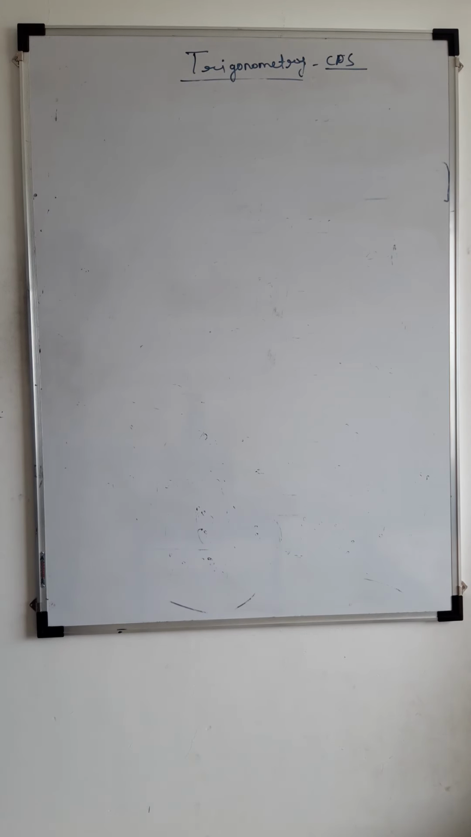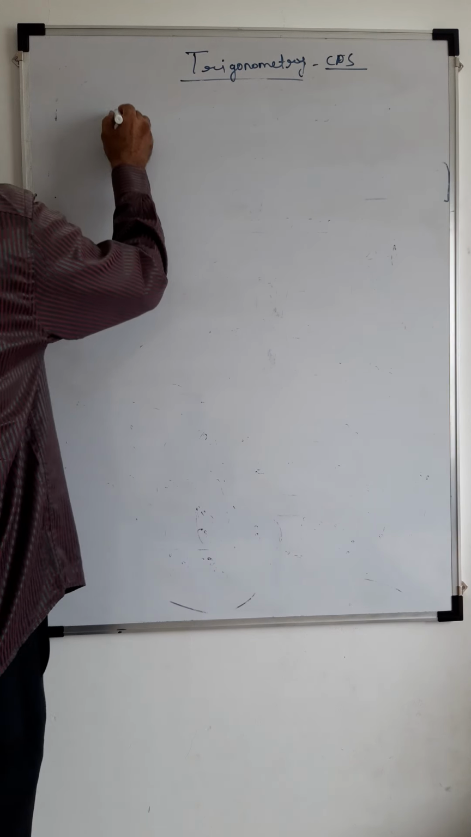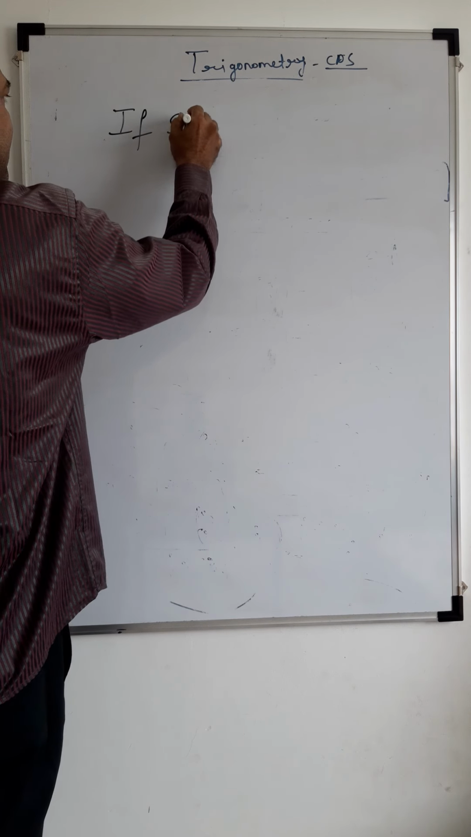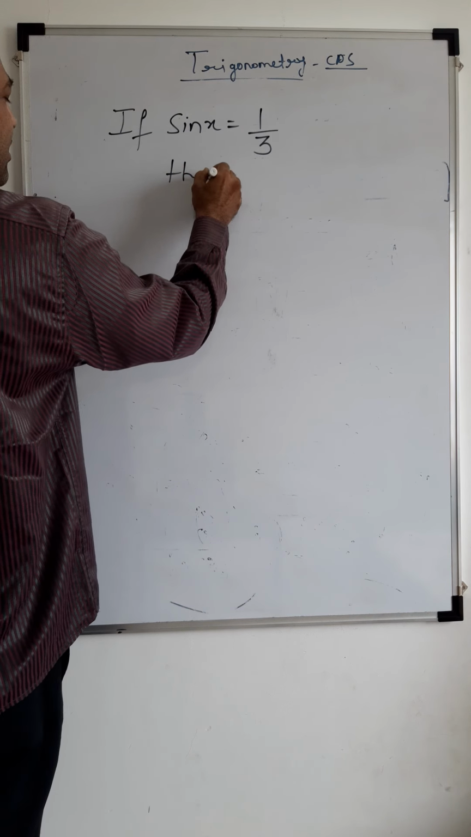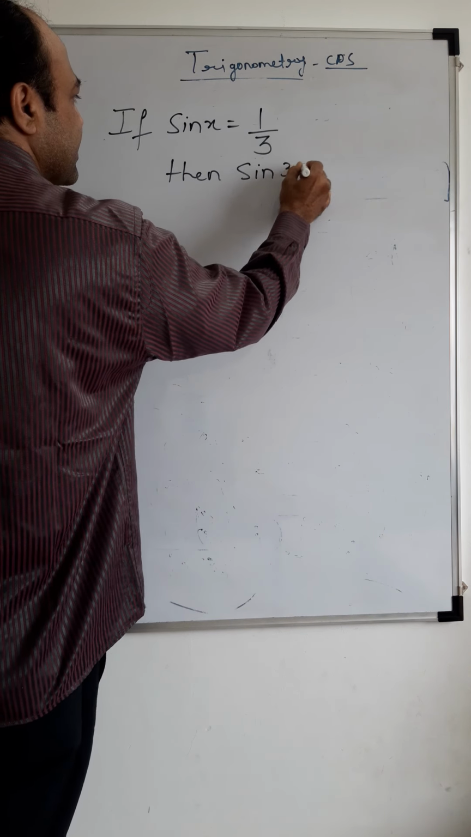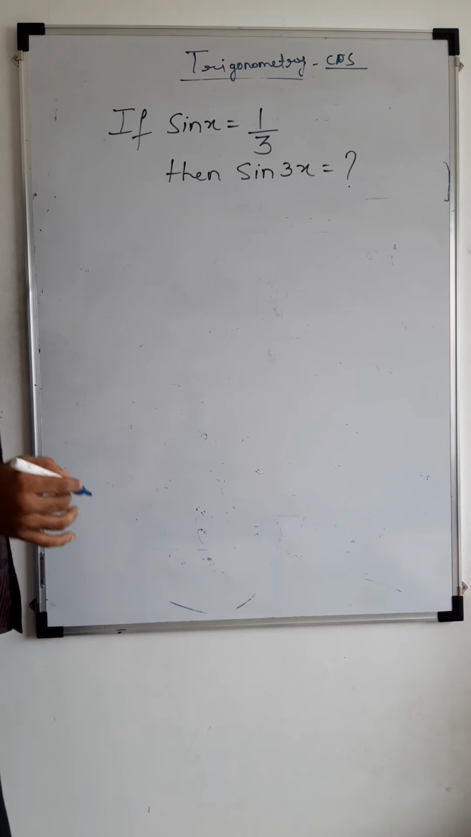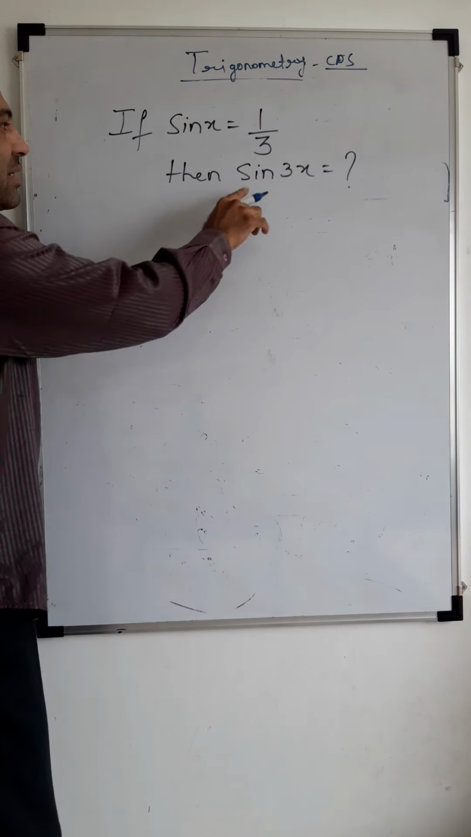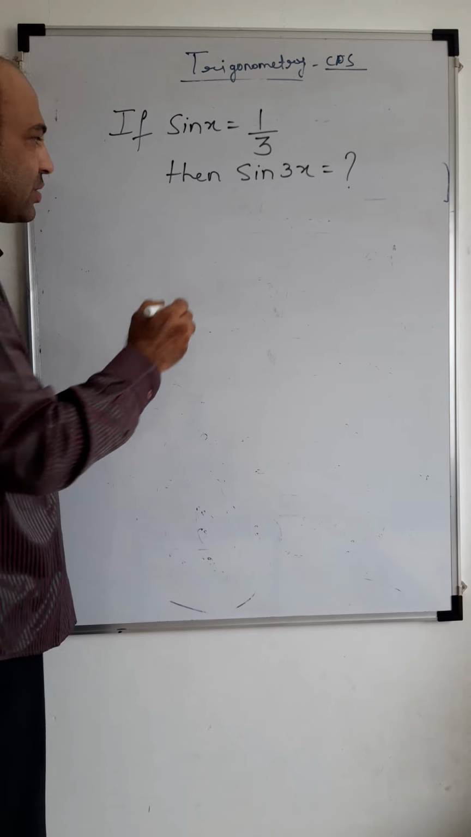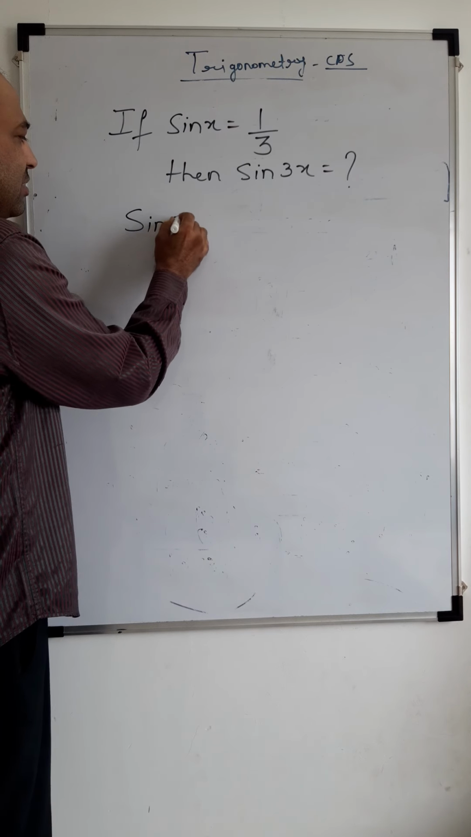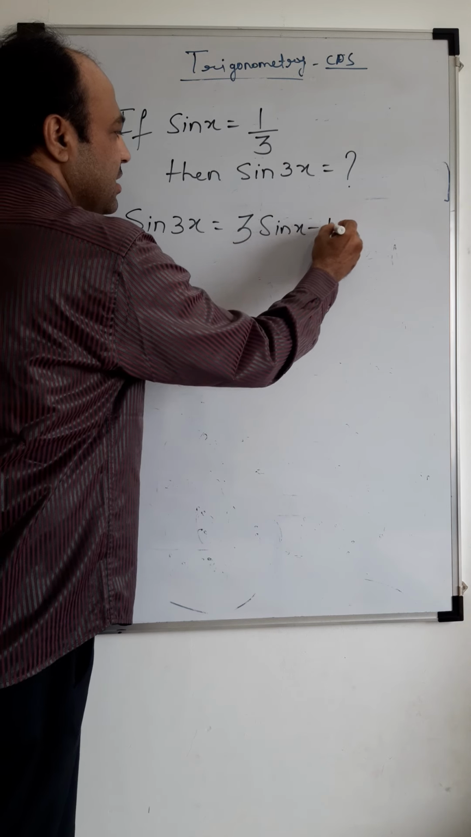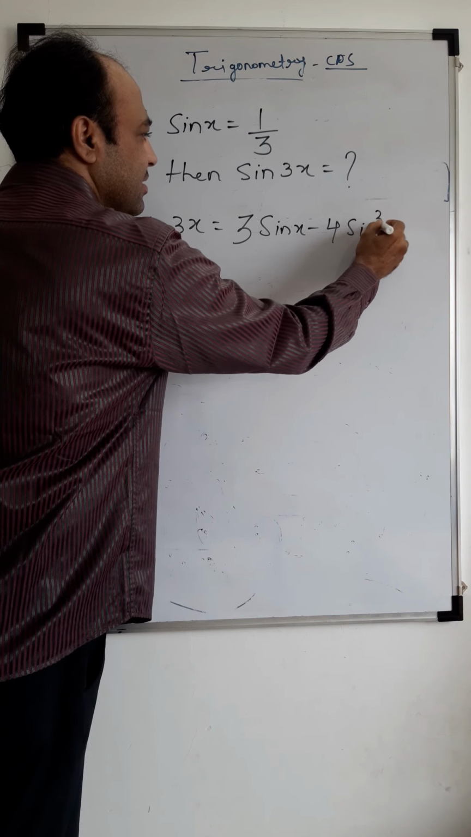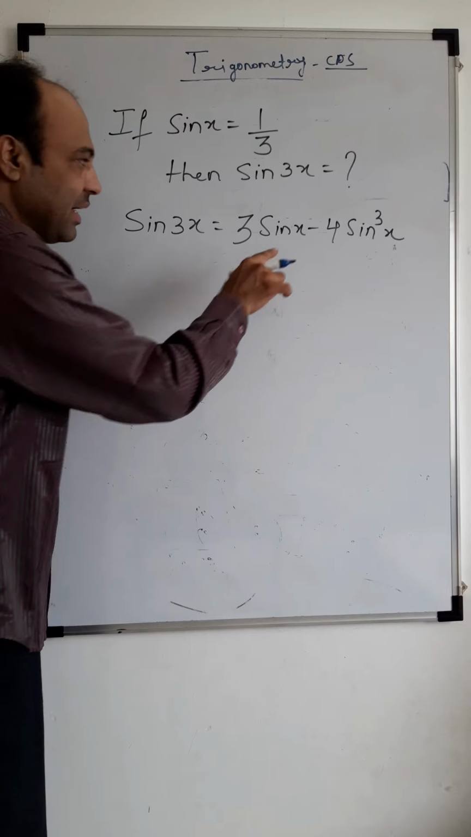Fine. Now we will move to the next problem. If sin x equals 1 by 3, then what is sin 3x? We know the sin 3x formula: sin 3x is 3 sin x minus 4 sin cube x. Correct? This is in terms of x.